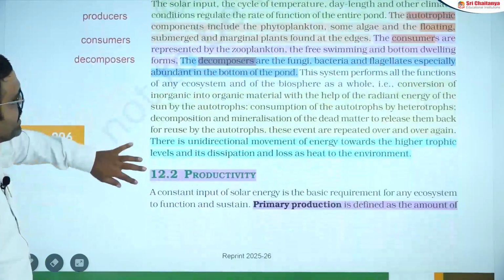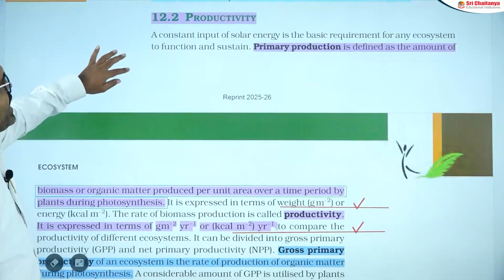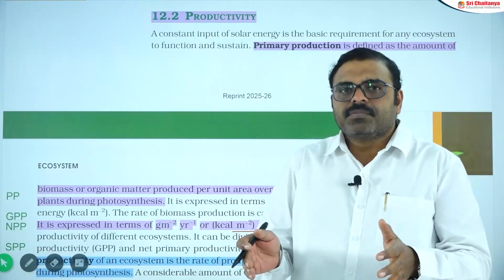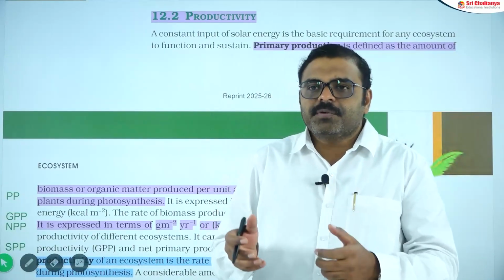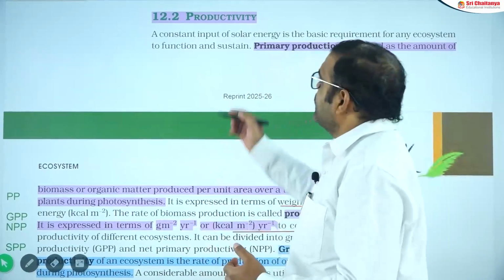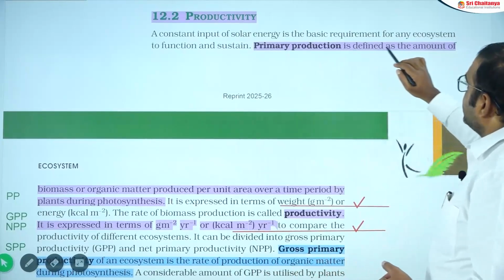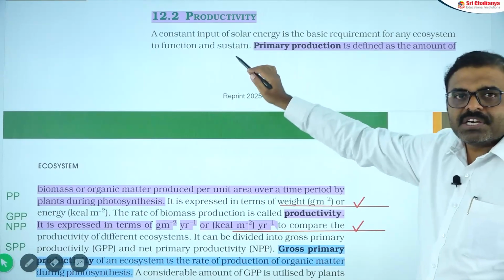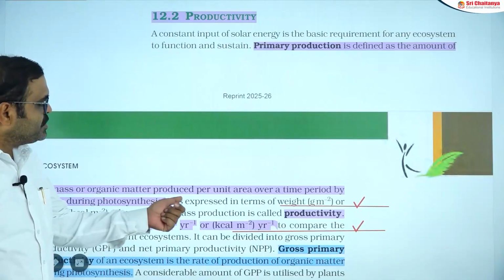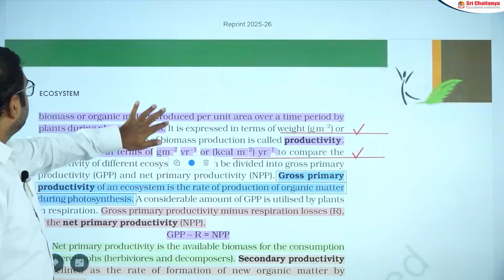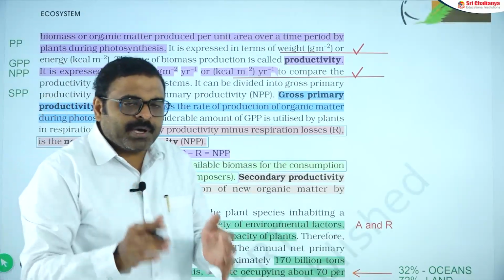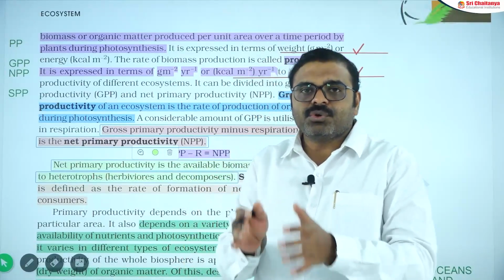After this, let us understand the next point known as productivity. Productivity means, if you take any ecosystem, we must understand its adjustment in terms of its quantity of increase, that is in the form of biomass. A constant input of solar energy is a basic requirement for any ecosystem to maintain its function and sustainability. Then primary production is defined as the amount of biomass or organic matter produced per unit area over a time period by plants during the photosynthesis process. So the amount of biomass increased by producers through photosynthesis is known as productivity.